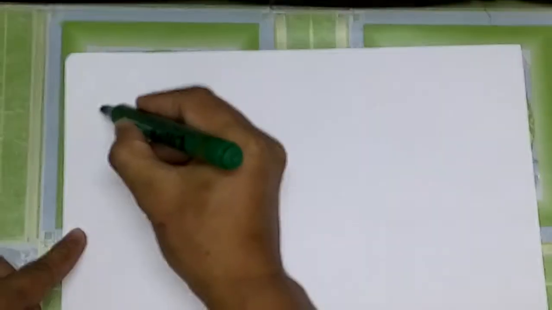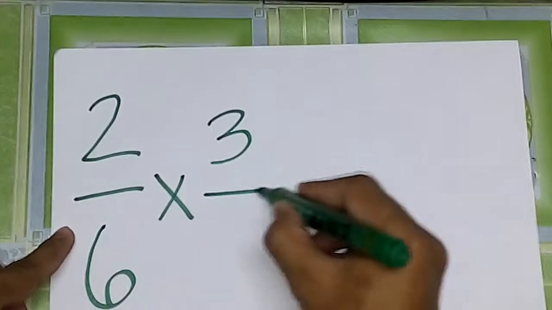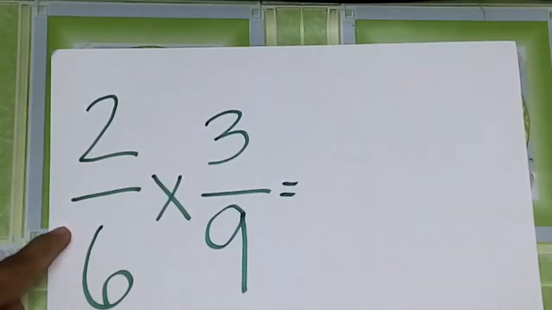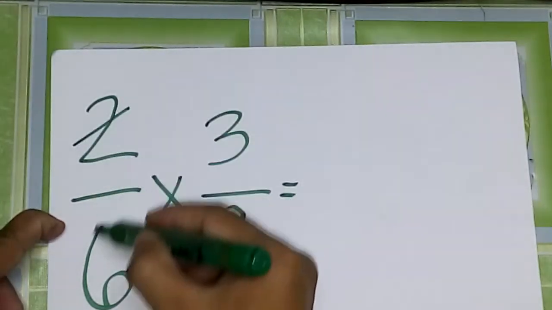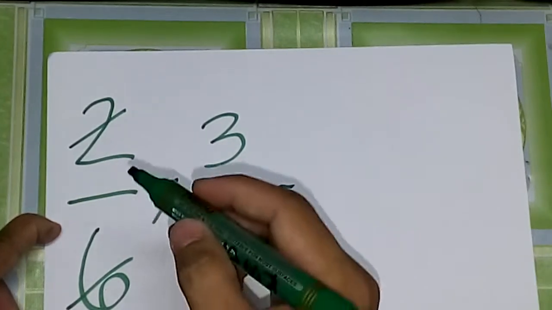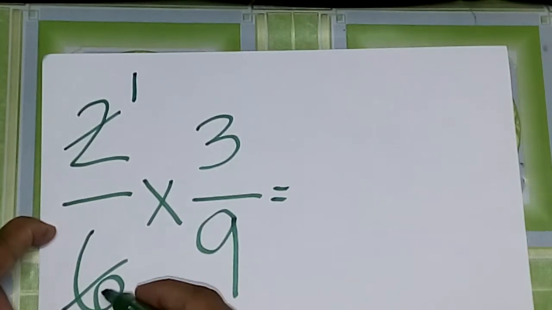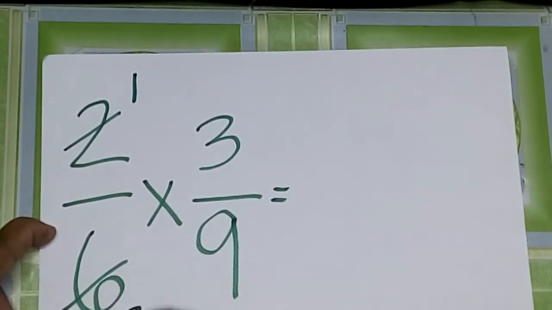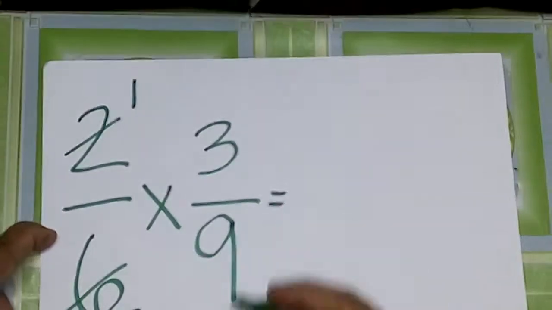Okay, so let's take another example. We have 2/6 times 3/9. Let us apply cancellation. So you can see 2 and 6 can be cancelled. Their GCF is 2. So 2 divided by 2 is 1. 6 divided by 2 is 3. 3 and 9 can also be cancelled.